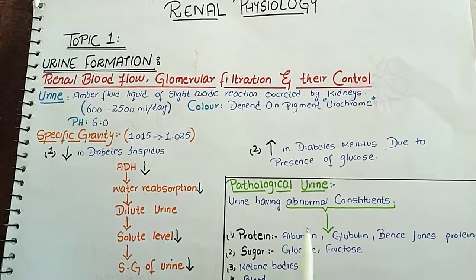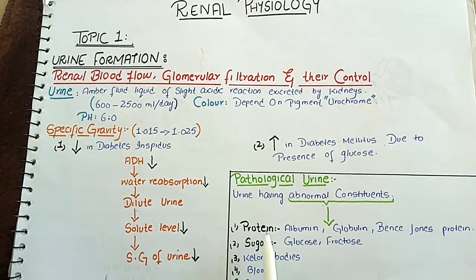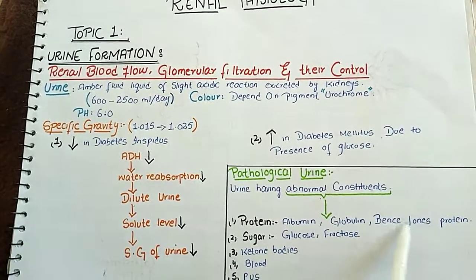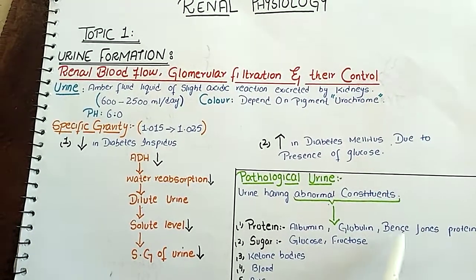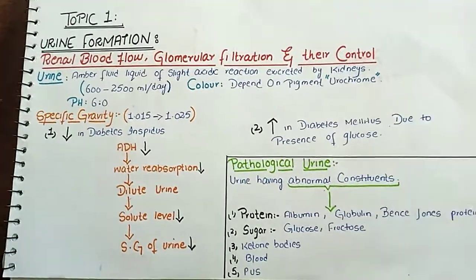And pathological urine is urine having abnormal constituents. These abnormal constituents are protein, albumin, globulin, and Bence-Jones protein. This last protein is present in multiple myeloma patients. Others are sugar, ketone bodies, blood, and pus.